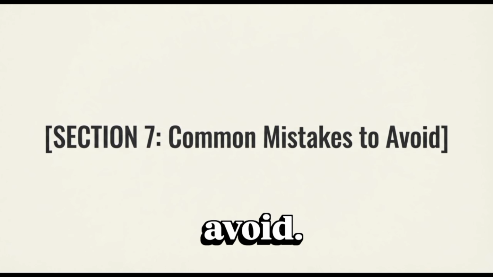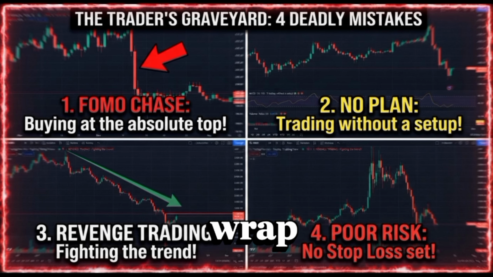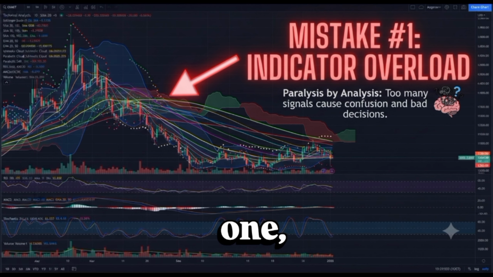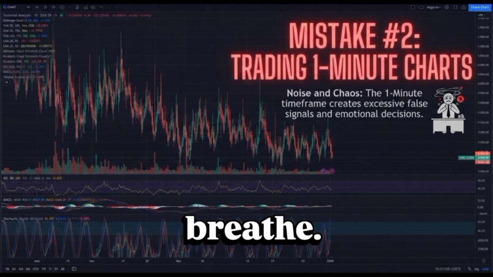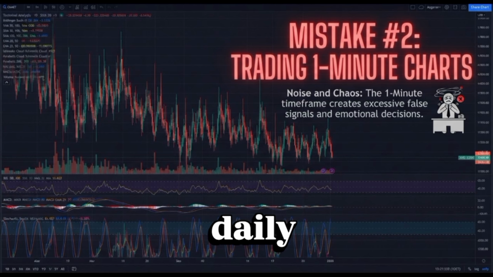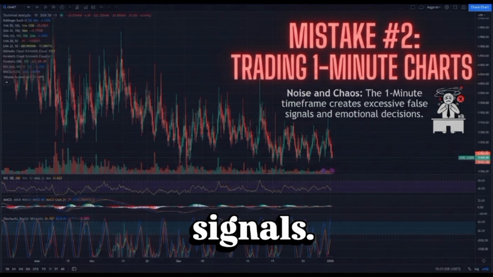Section 7. Common mistakes to avoid. Before we wrap up, here are the top mistakes to avoid. Mistake 1. Indicator overload. Don't clutter your chart with 5 different oscillators. MACD, price action, and one trend filter is all you need. Mistake 2. Trading the 1-minute chart. MACD needs space to breathe. Use it on the 15-minute, hourly, or daily charts for cleaner signals.